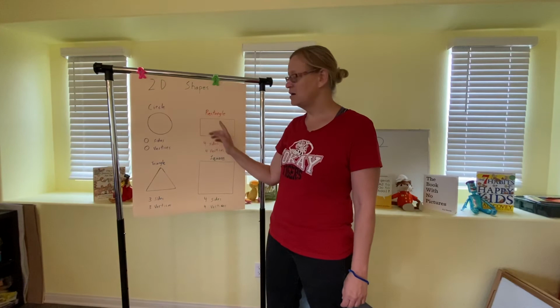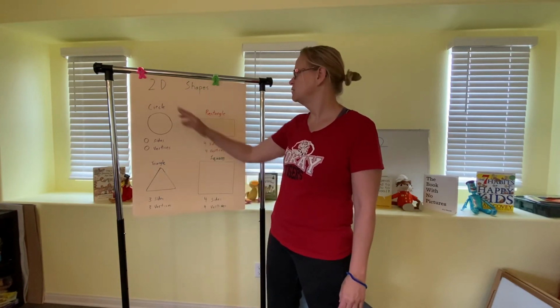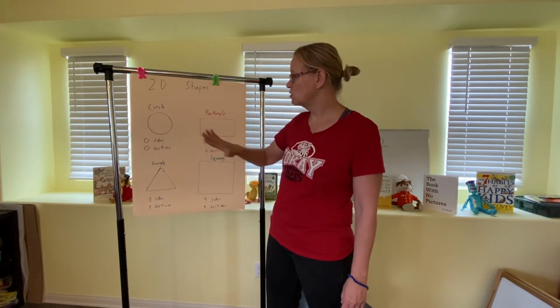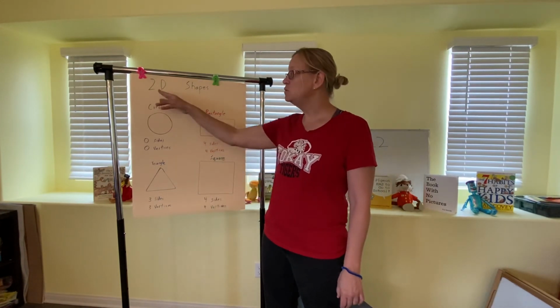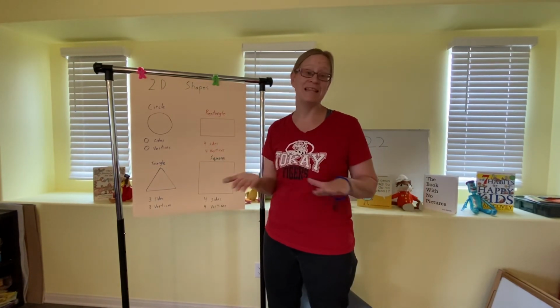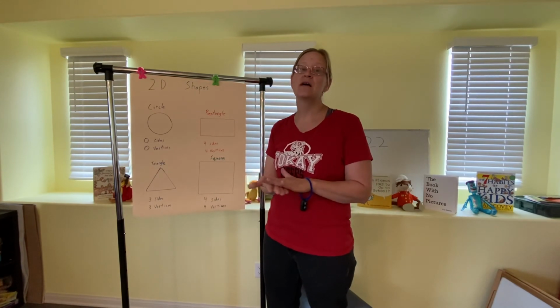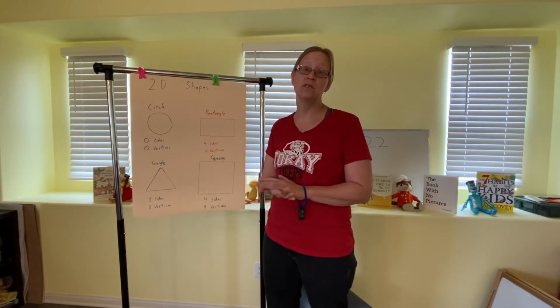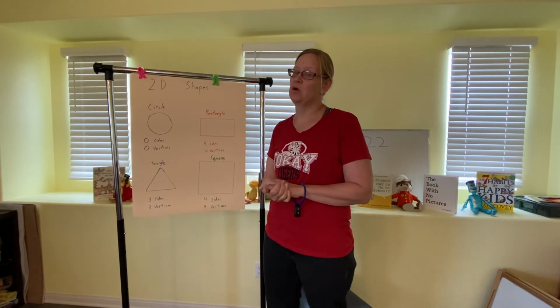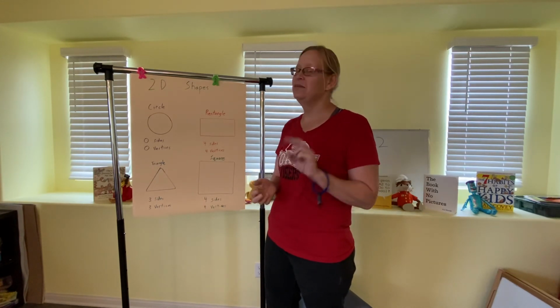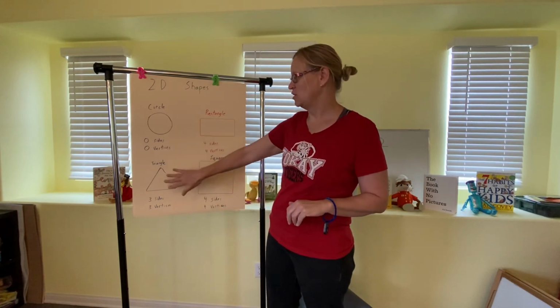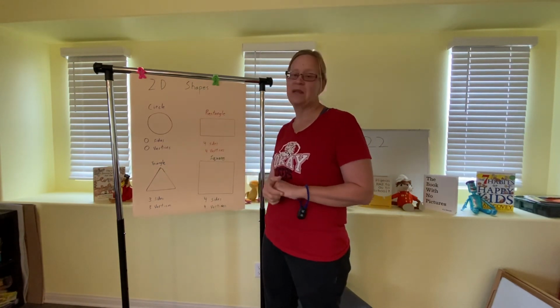Excellent. Those are our 2D shapes. 2D shapes. Circle, rectangle, triangle, square. The thing that makes them 2D shapes is that they are flat. Okay, we're going to talk about 2D shapes for a week or two, and then we're going to start learning more about 3D shapes next. But right now, we're talking about 2D shapes, flat shapes, circle, rectangle, triangle, square.